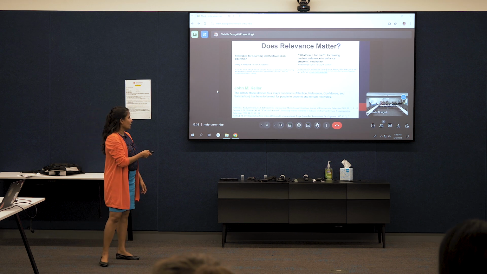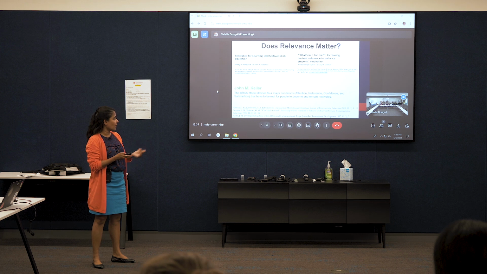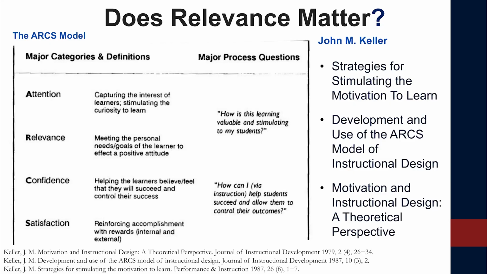And one of the very interesting ones to me is the John M. Keller ARCS model, which defines 4 major conditions: attention, relevance, confidence, and satisfaction. And he says they all have to be met for a student, or anybody, to stay and remain motivated in learning. So that's something I really care about. This one highlights the relevance, talking about meeting the personal needs and goals of the learner to effect a positive attitude. That's the idea of relevance. And then he has a lot of publications and studies on relevance and how it matters.